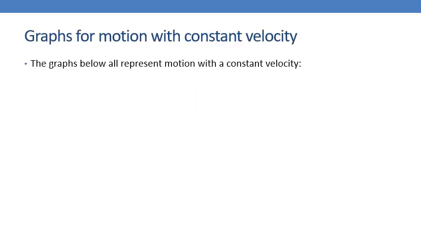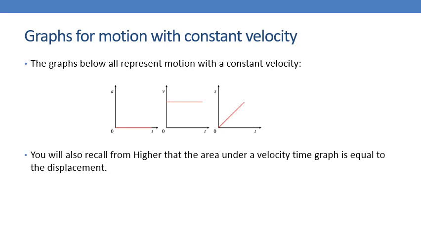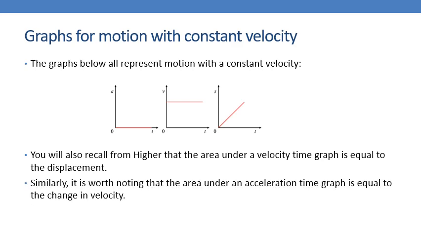Let's just have a look at some graphs to compare. We've got an acceleration graph, its equivalent velocity time graph, and its equivalent displacement time graph. No acceleration means constant velocity, a horizontal line on the velocity graph in the middle, and the displacement graph has a constant gradient. We'll also recall that the displacement is equal to the area underneath the velocity time graph.